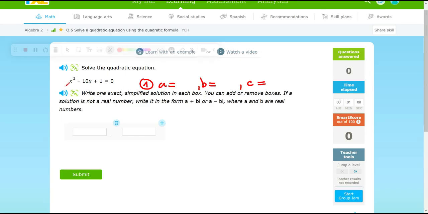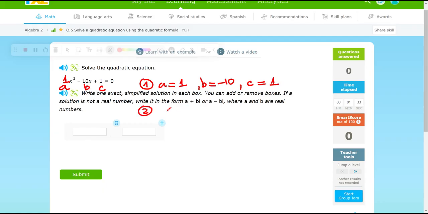So A is the coefficient in front of the variable squared. If you don't see a number, it's a hidden number one. So you have A equal 1. B is the number right in front of the variable x, so in this case negative 10. C is a constant, so in this case number 1. So that's step number 1.